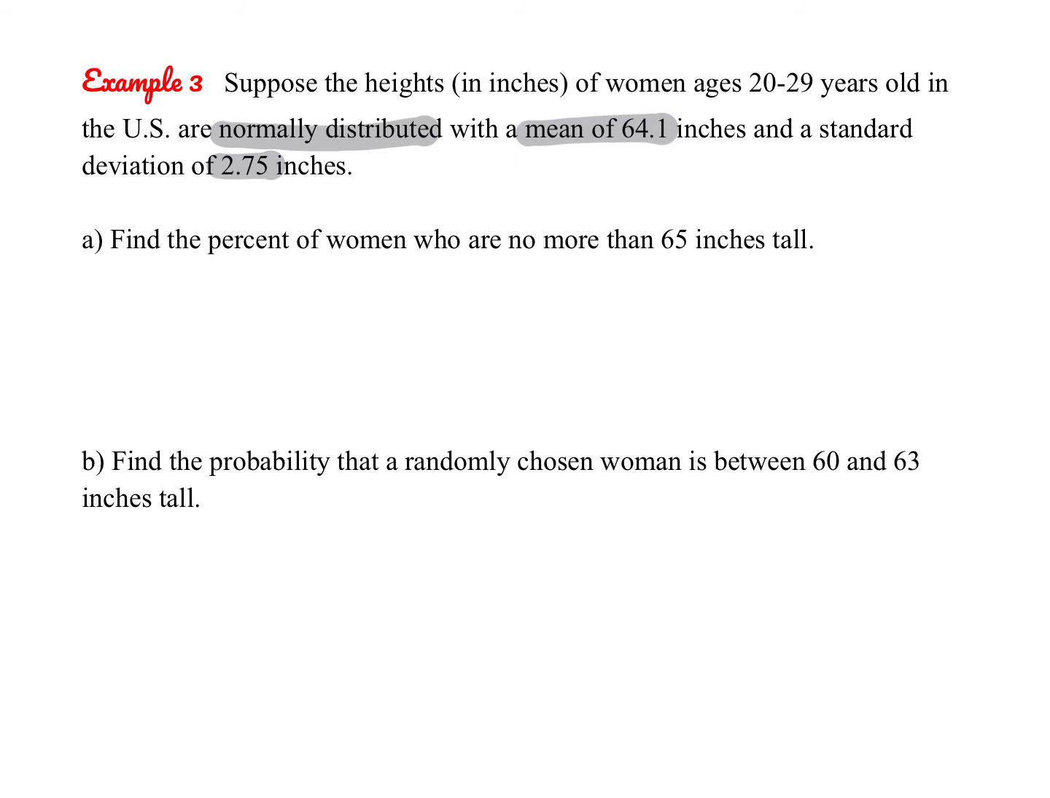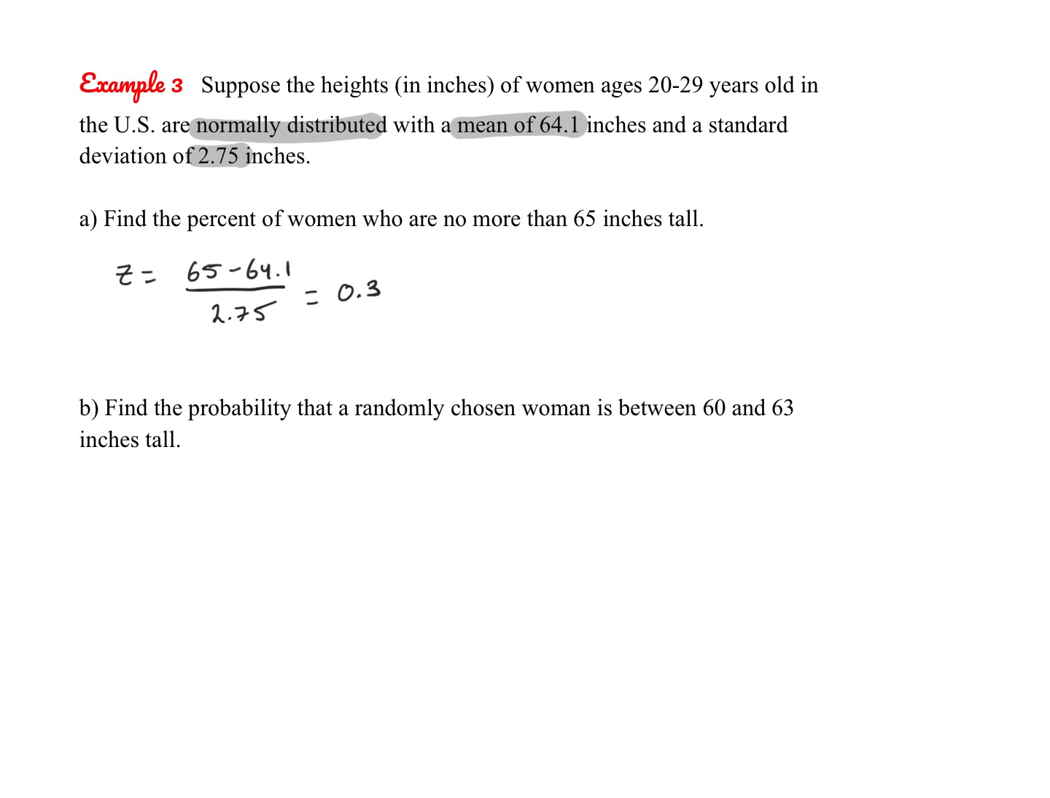So if you want to calculate this percentage, we're going to need to use our standard normal distribution. First, we're going to need to give this data point a z-score. So we do 65 minus 64.1, the difference between the point and the mean, and then you divide it by the standard deviation. You get about 0.3. Remember, on a standard normal curve, we assume that the center point, the mean, is 0, so if you have a z-score of 0.3, you're a little bit to the right of that.